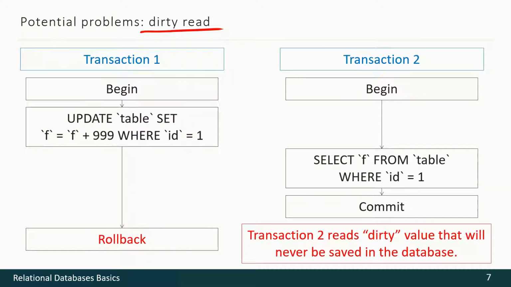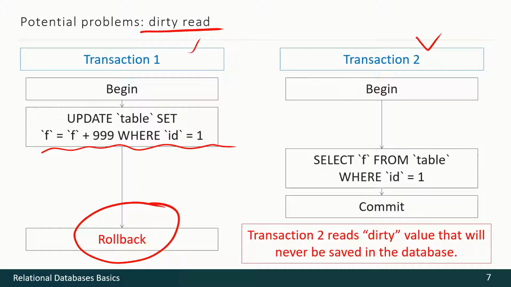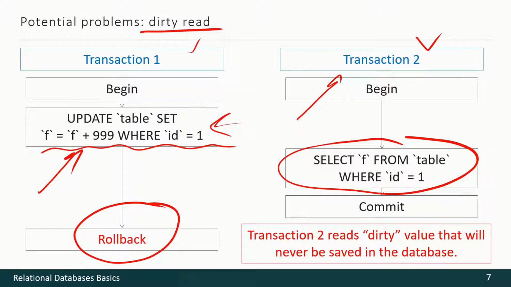Dirty read happens when also two transactions are working simultaneously and the first transaction changes something and then it rolls back, so these changes are temporary. But the second transaction doesn't know that these changes are temporary. It reads some information and it reads only dirty data that will never be saved in the database.